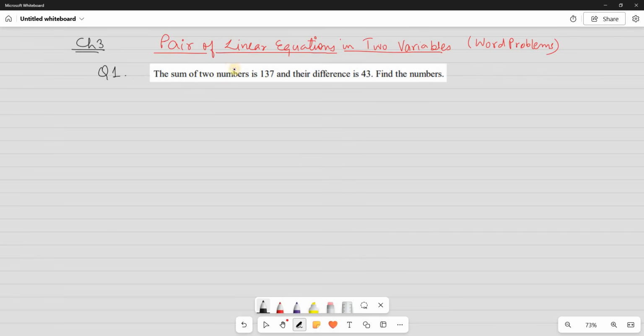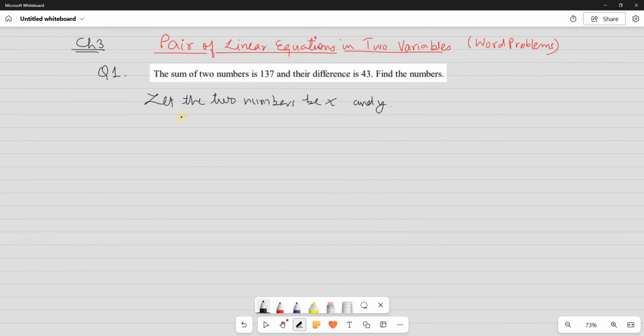The question says that the sum of two numbers is 137 and their difference is 43. So find the numbers. We can say let the two numbers be x and y. You can assume any variable, but let's say the two numbers are x and y.